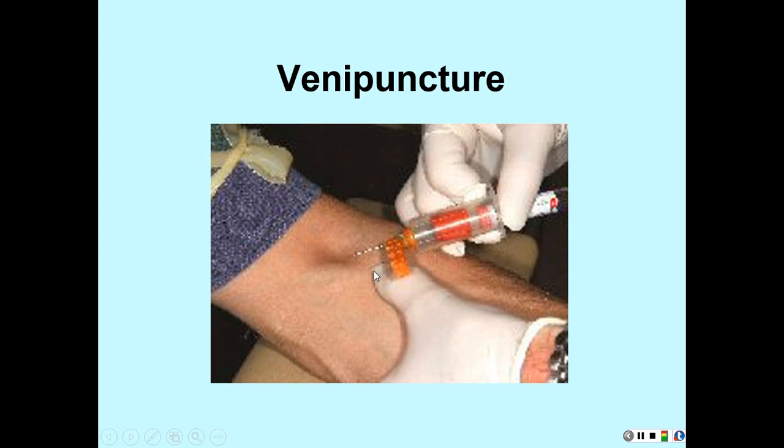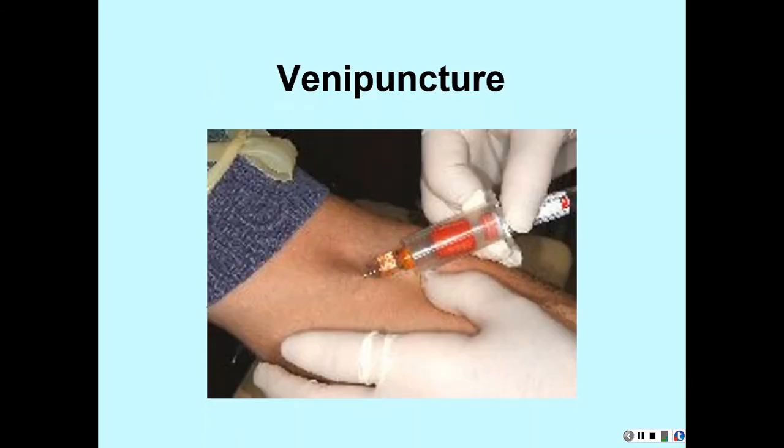But you have cleaned the site just like you do for an IV puncture, either betadine, alcohol, or chloroprep. You allow it to dry. You've put your tourniquet on just like you did for an IV. Cleaned your site, and then you see this person here is holding a little traction on the vein, trying to straighten the vein out a little bit. And then they go ahead and stick.